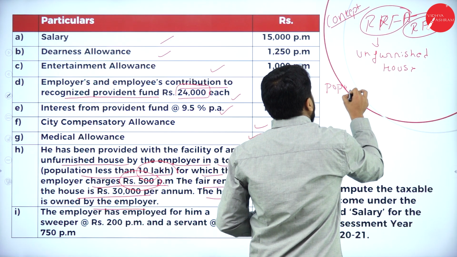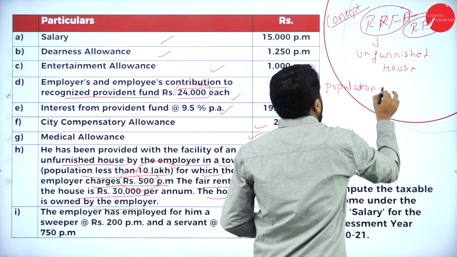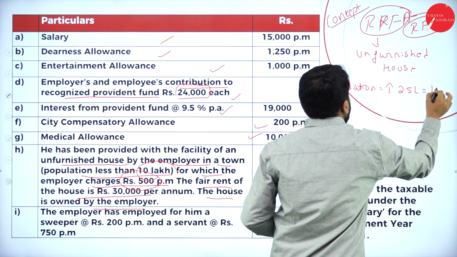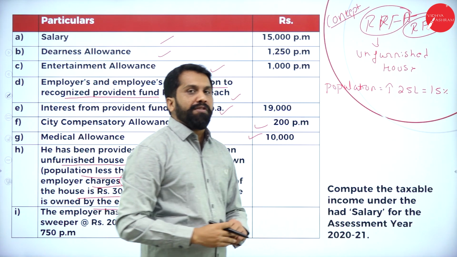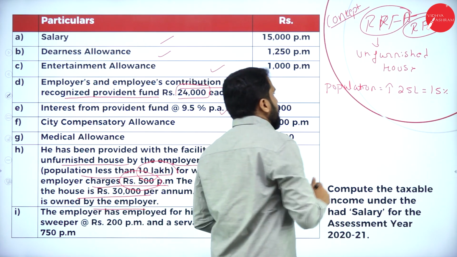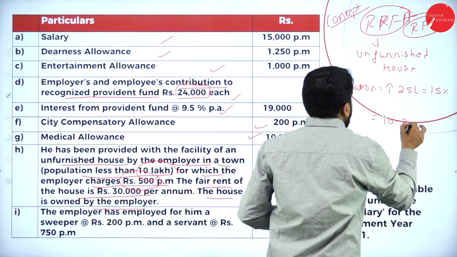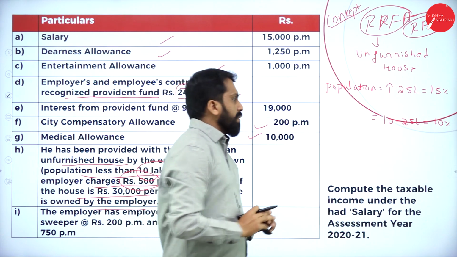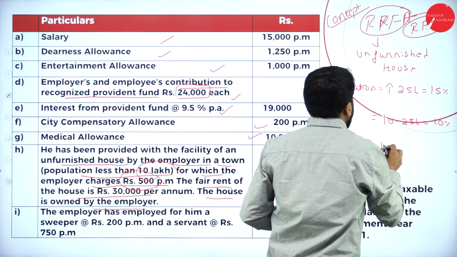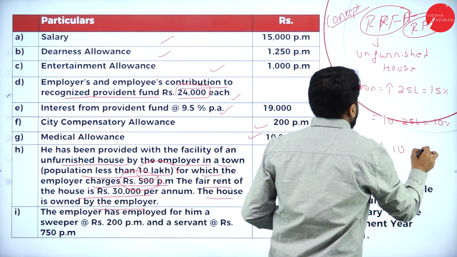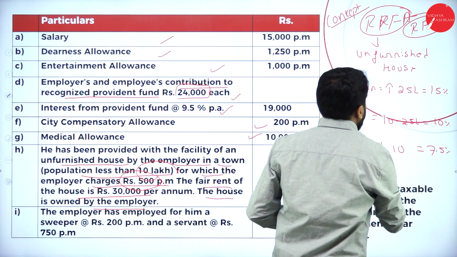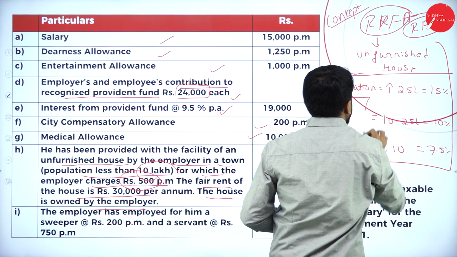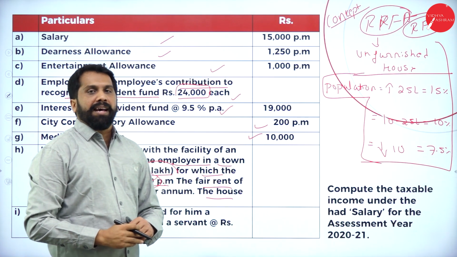Always go with population. If the population is above 25 lakh, then this will be 15% of your salary. Now, if the population is 10 to 25 lakh, 10% of your salary. Now, if the population is below 10 lakh, then 7.5% of your salary. Remember, this will be your calculation.